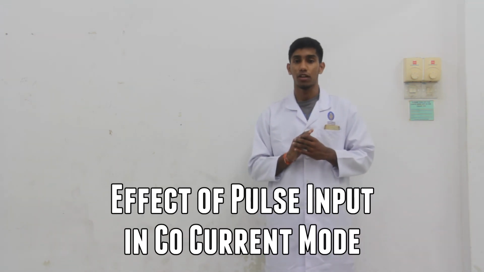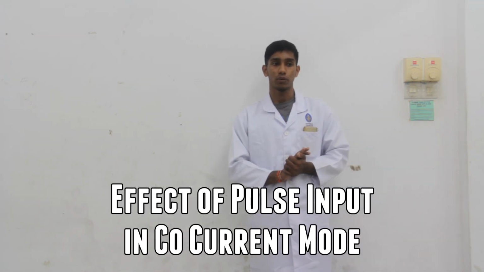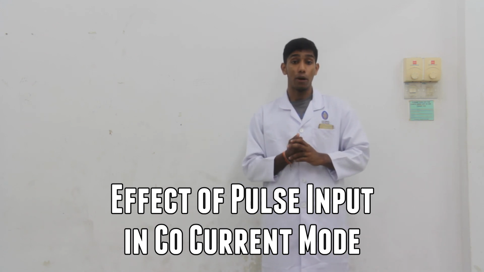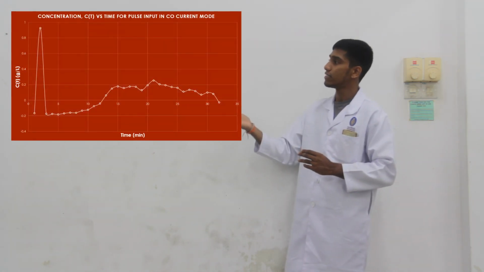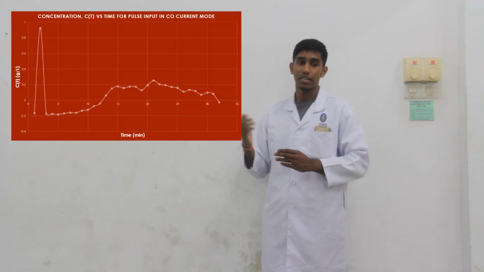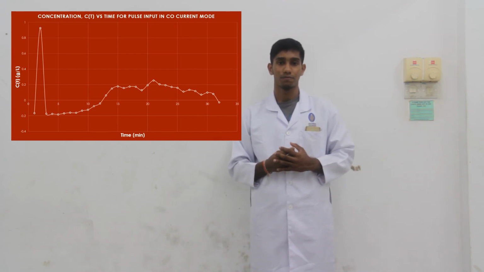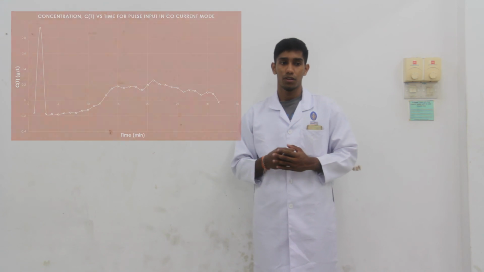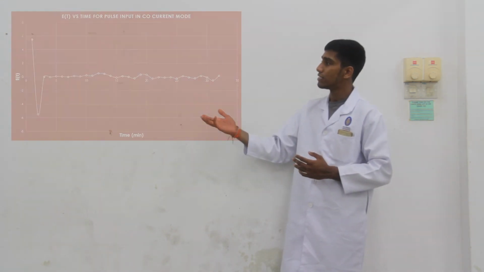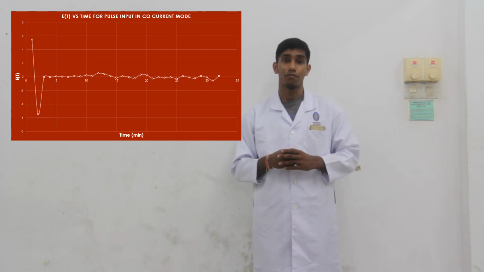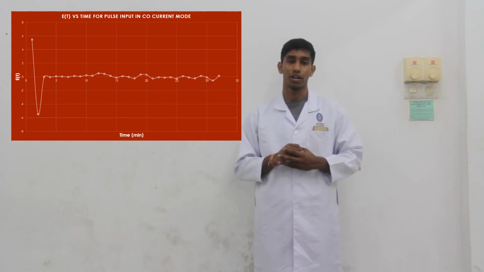Now we shall observe the effect of pulse input in co-current mode. As usual, liquid flow rate and air flow rate are kept constant at 0.05 LPM and 1.0 LPM respectively. This is the graph of concentration against time for pulse input for co-current flow. Next, this is the graph of E(t) against time for pulse input for co-current flow.